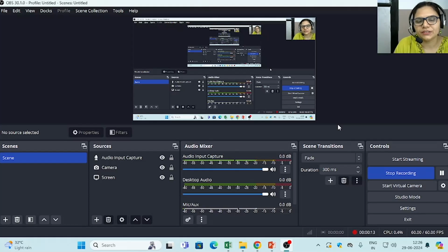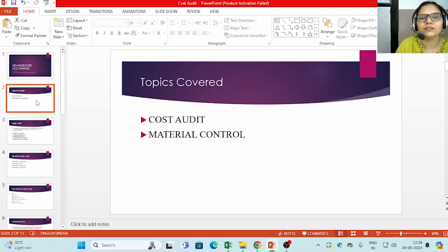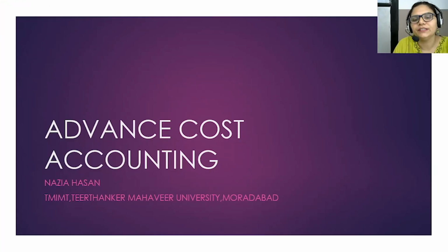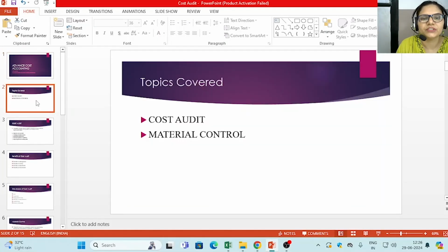In today's session, we will discuss some aspects related to cost audit and material control. In the previous session, we discussed what is cost sheet and how we can make the cost sheet numerically with the help of certain formats and information given. Now, in this particular session, we will discuss more broader aspects related to cost accounting, which are cost audit and material control.